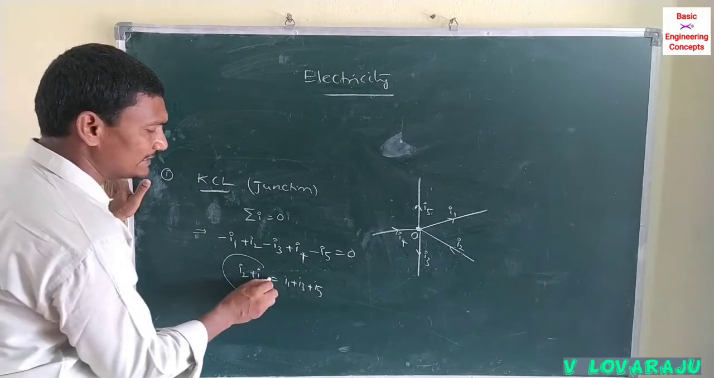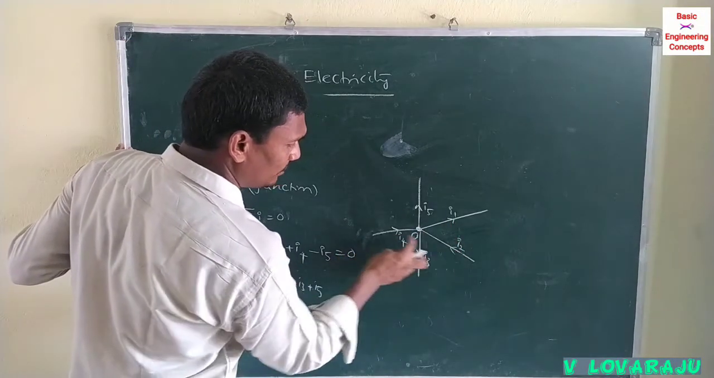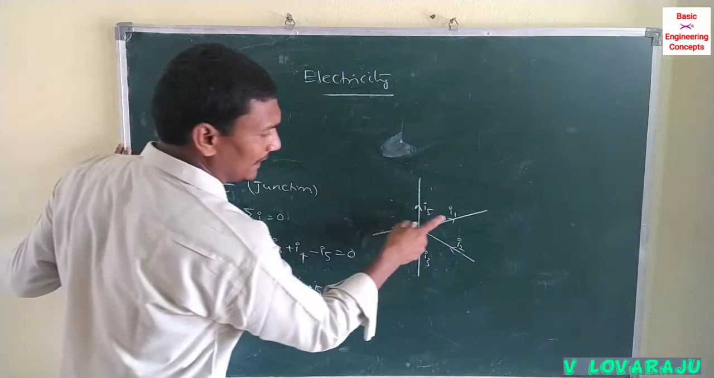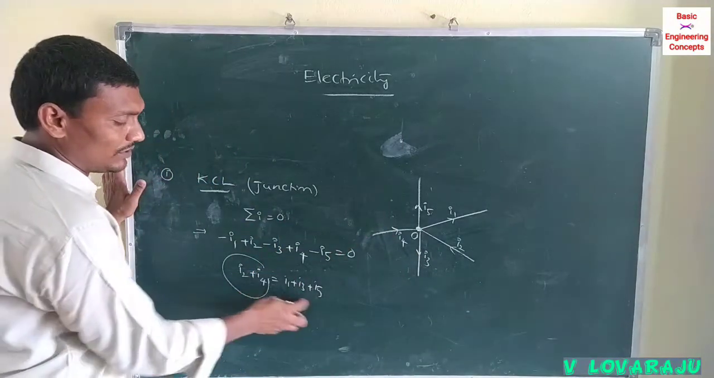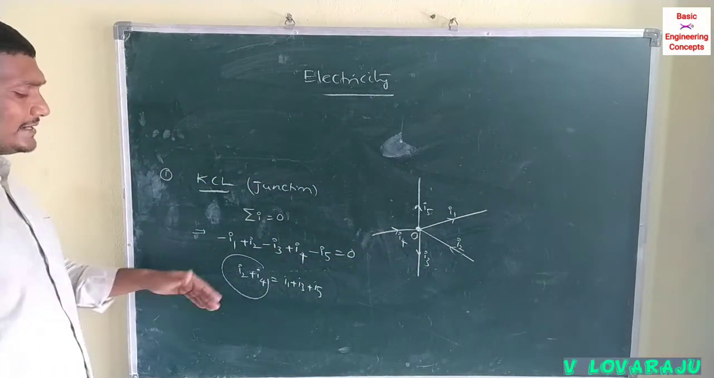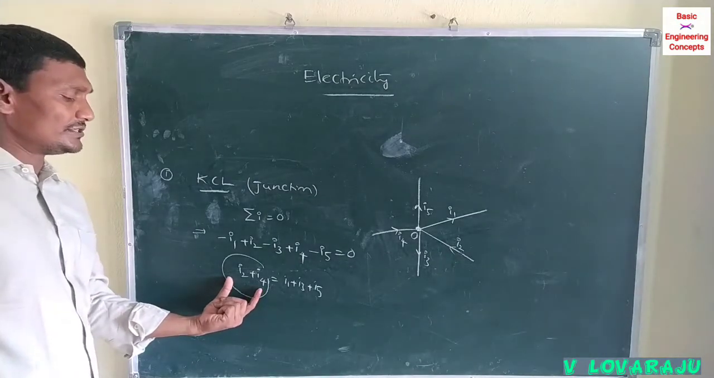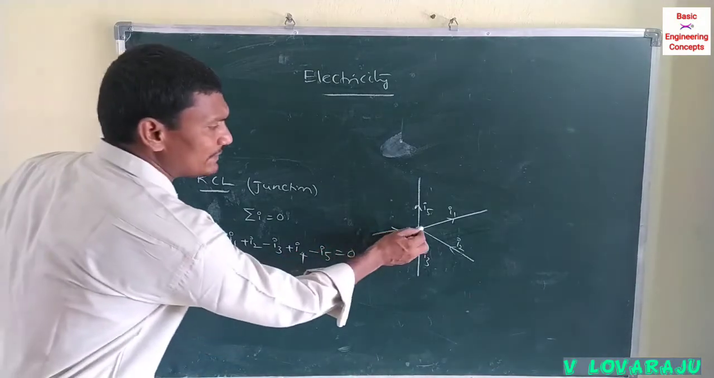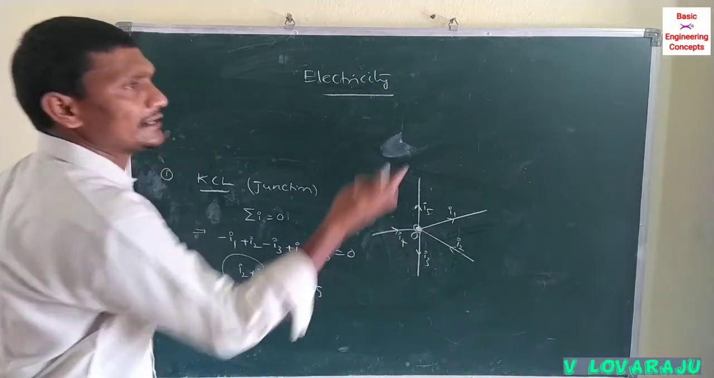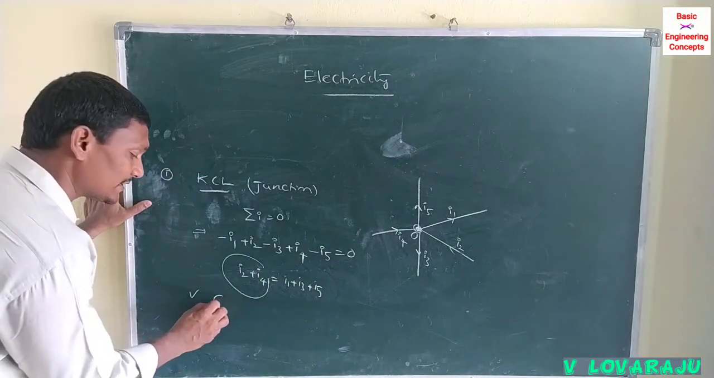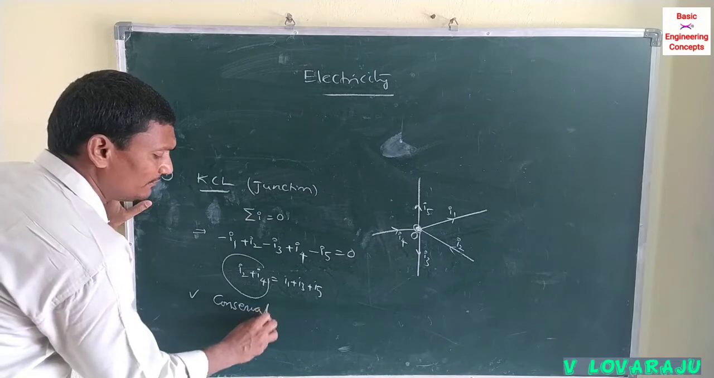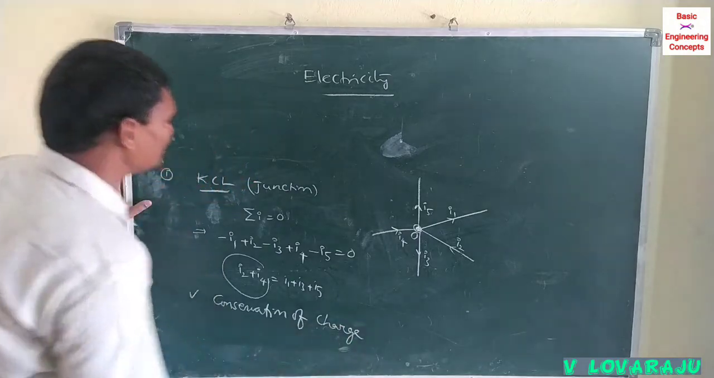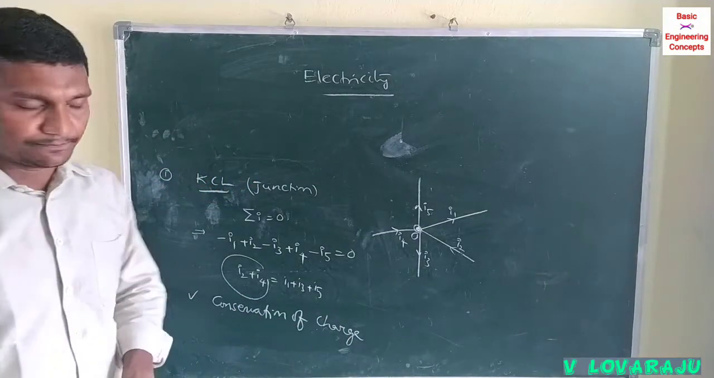That is, the currents I2 and I4 are into the junction, and the sum of the currents into the junction is equal to I1, I3 and I5, which are away from the junction. Another statement: the sum of the currents entering the junction is equal to the sum of the currents leaving the junction. That's why no charge is accumulated at the junction, and the total charge in the system remains constant. That's why KCL obeys the law of conservation of charge.